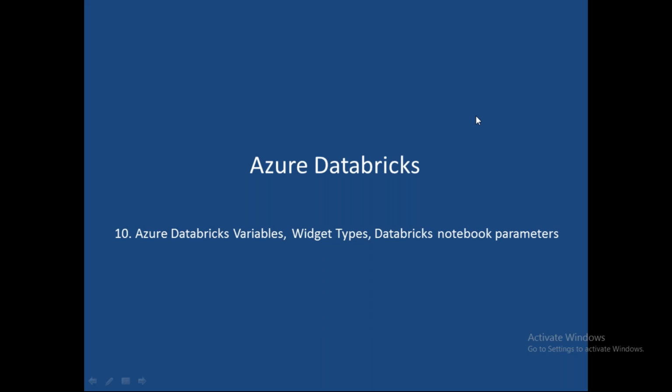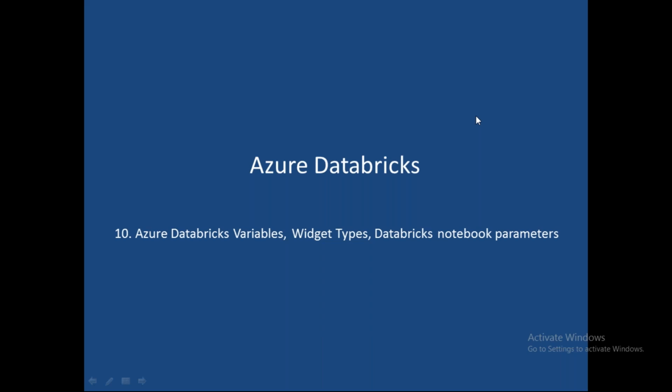Then widget types. Widget type means how to pass the inputs to your Databricks notebooks. By creating the widgets, we are going to pass the inputs to your Databricks notebooks. This is very important with respect to the real-time project, whatever you do, because mostly you are going to create these widgets for all the notebooks. Most of the notebooks require an input, right? So you are going to create these widgets. We are going to discuss these widgets in Python and Scala.